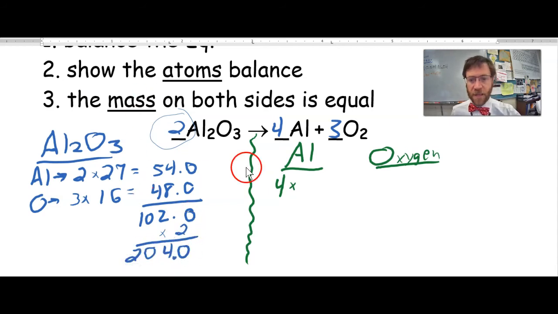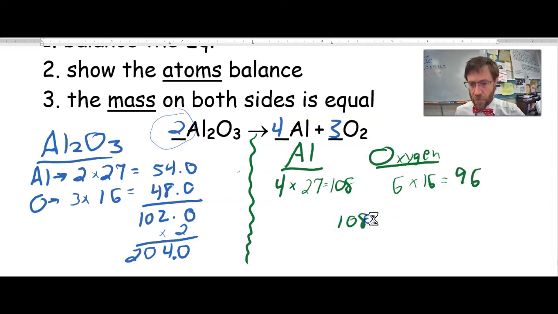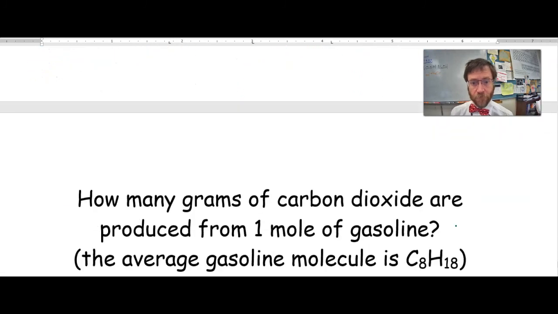That's a little bit better. Now for aluminum, we've got 4 times 27. And for oxygen, I've got 3 times 2, that's 6 times 16, that's 96. So 108 plus 96 equals, imagine that, it worked out finally. All right, got it? Awesome.